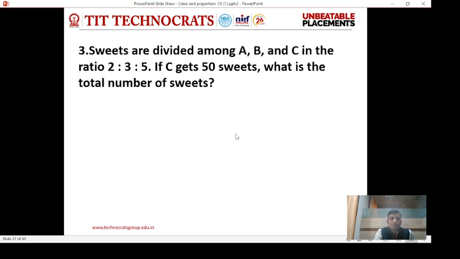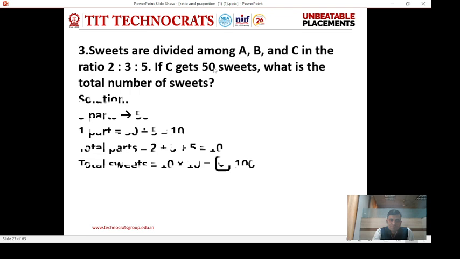Okay guys. Sweets are divided among A, B, C in the ratio 2:3:5. If C gets 50 sweets, what is the total number of sweets? So guys, the value of C is ratio 5. 5 ratio is equal to 50. So one part is equal to 10. Total parts are 2 plus 3 plus 5, total parts is 10. So 10 into 10 is equal to 100.